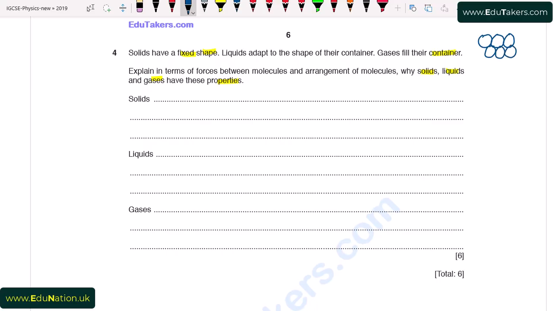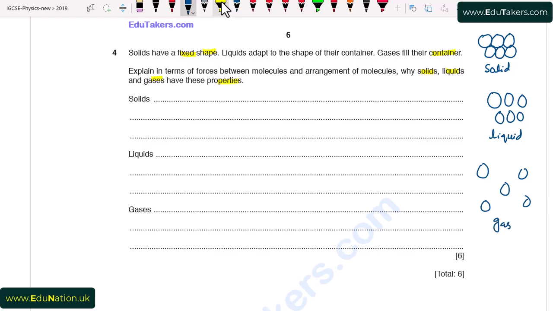As there is no spacing between their molecules, there will be stronger attractive forces. In the case of liquid, there is a small spacing between their molecules and the force of attraction in this case will be smaller as compared to solids. And in the case of gases, the molecules are very far apart from each other, and there are very small attractive forces between them.